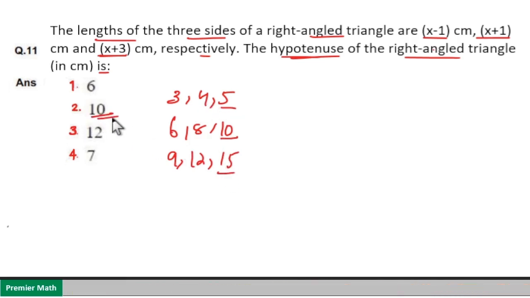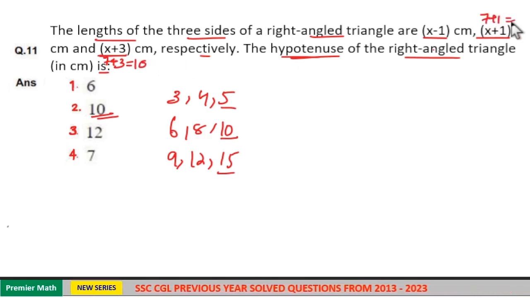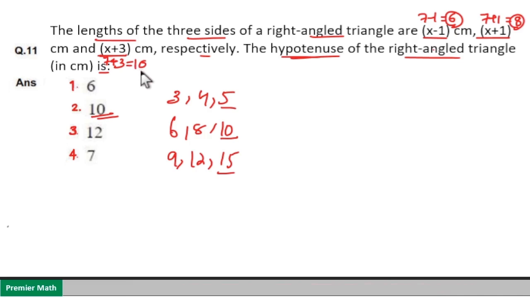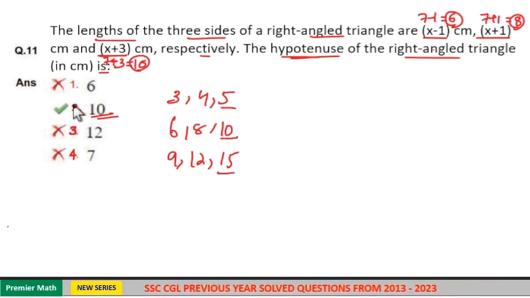Now hypotenuse is 5, 10 and 15 here for these three. Now if you look at this, 10 is here. So put the value here, x plus 3 is 10 means x should be 7. So 7 plus 3 is equal to 10. Here x plus 1 means 7 plus 1, which is 8. X minus 1 means 7 minus 1, which is 6. So 6, 8, 10. Which means hypotenuse here is equal to option 2, 10. Just go for the option verification.